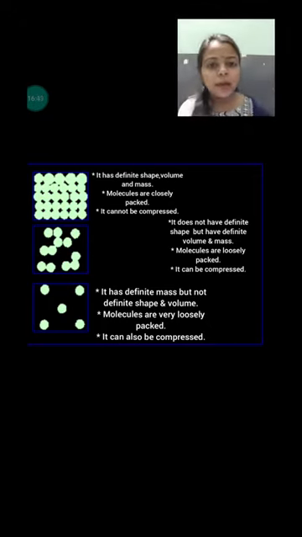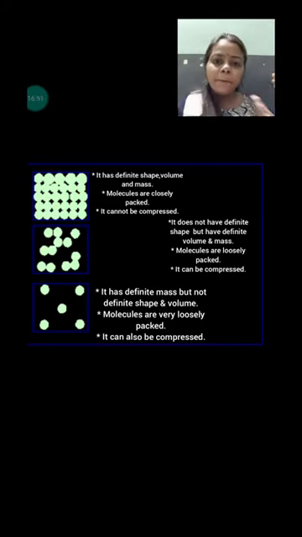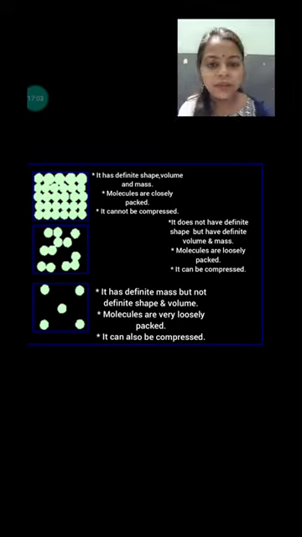Here one more time I want to explain. Compressibility means that if you are able to decrease the intermolecular spaces, then that matter can be compressed. Here you are seeing there are spaces between the molecules, and we can reduce the spaces between the molecules. That means we can compress that. So liquid can be compressed.